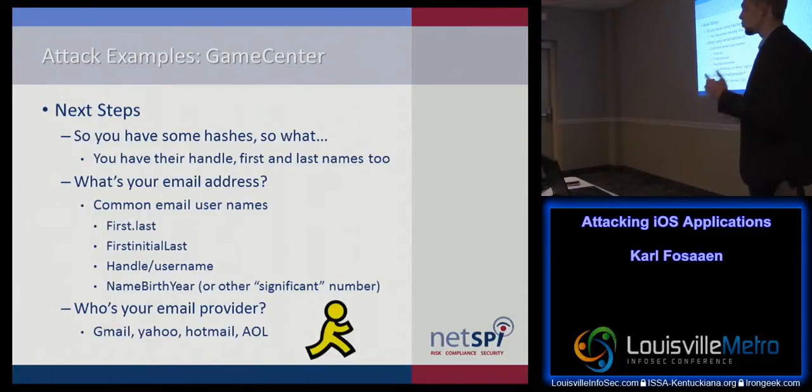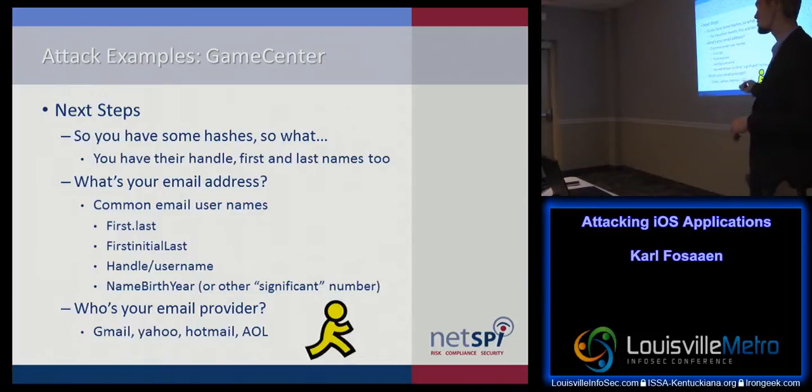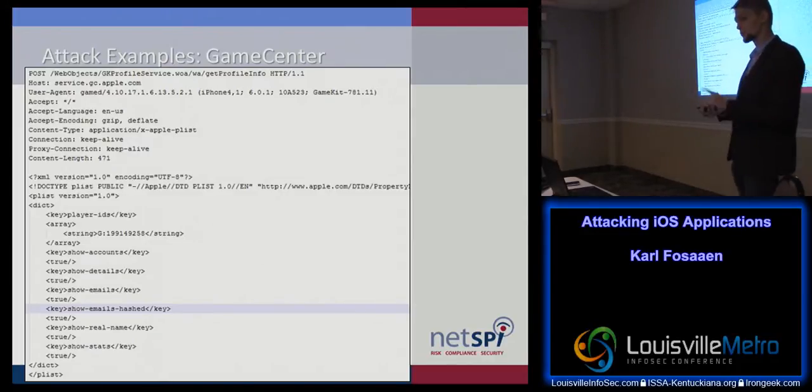So we've got some hashes. So what? Well, we also have their handle. We also have their first name and last name. When you actually request this information, you may not see it here, but it says show accounts, show details, show emails. That emails doesn't actually show anything. Don't really know what it's for. Also show real name. So you can get somebody's first name, last name, and their handle.